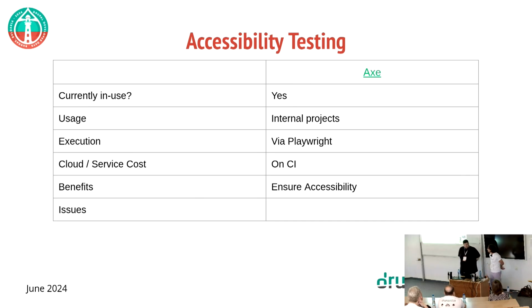Yeah, and then we have accessibility testing. We use axe with Playwright. So inside Playwright tests, we also execute axe. You can specify which standard you want to be compliant with, and it then generates a report if there are any accessibility issues.